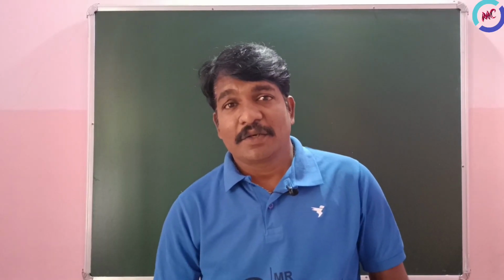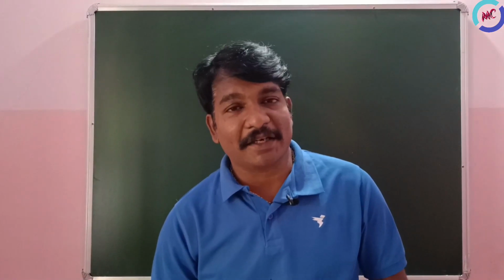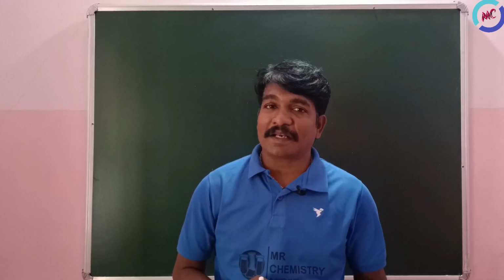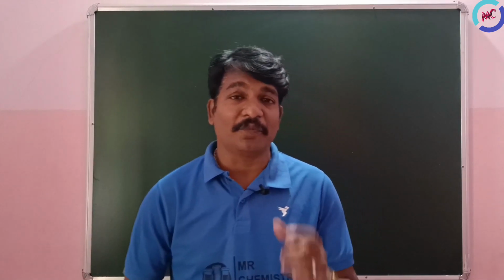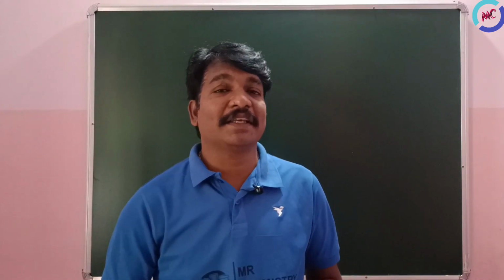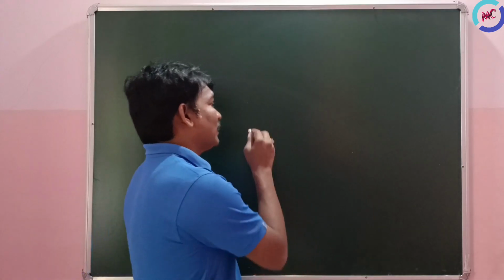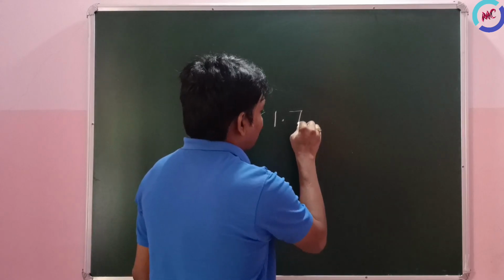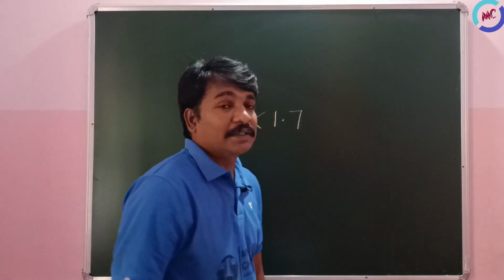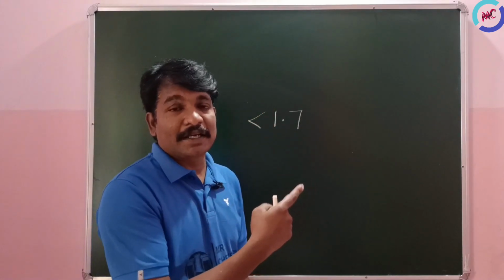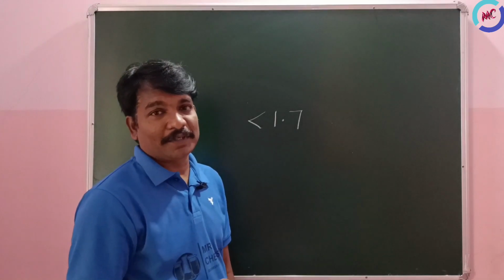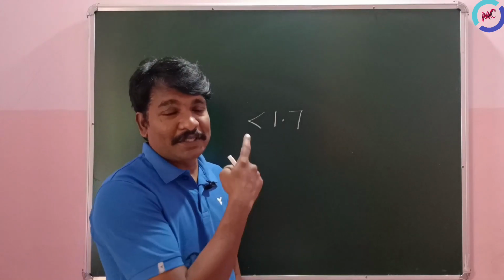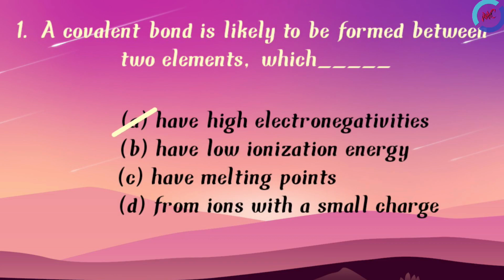We know that covalent bond is formed due to sharing of electrons. The sharing of electrons takes place between the elements which have a difference in their electronegativity of less than 1.7. If they have a difference of less than 1.7, they share electrons and form a covalent bond. Now, once you check the options, option A is the correct answer.